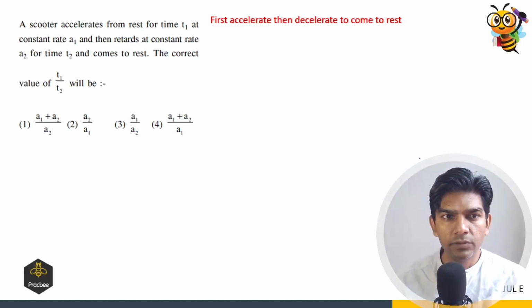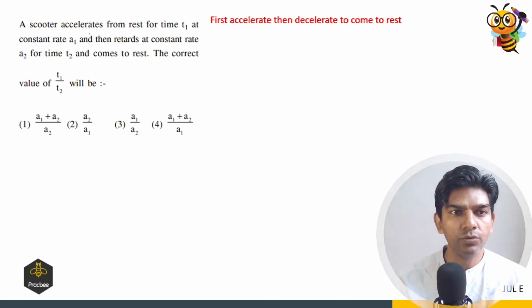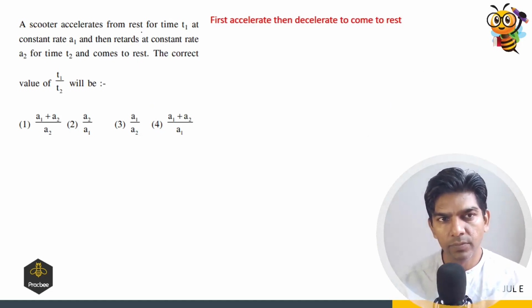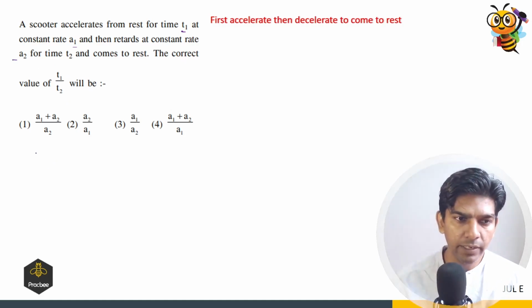Now let us see another question based on the same problem type. A scooter accelerates from rest for time t1 at a constant rate a1 and then retards at a constant rate a2 for time t2 and comes to rest. The correct value of t1 by t2 will be, so again let me draw the graph.